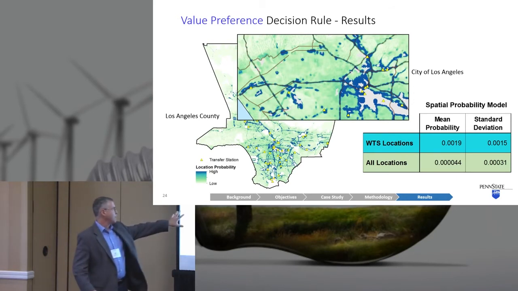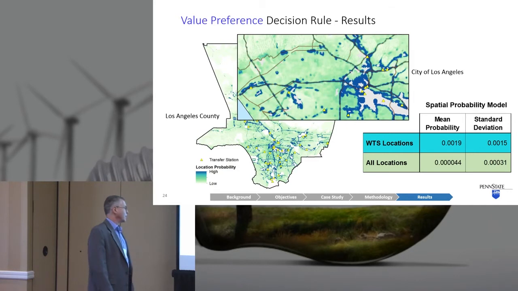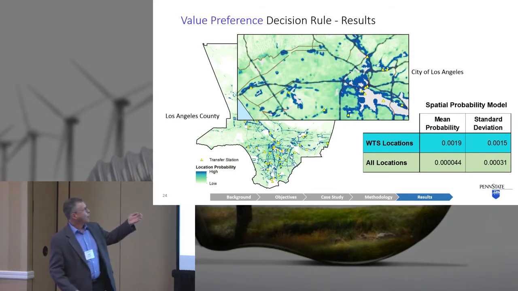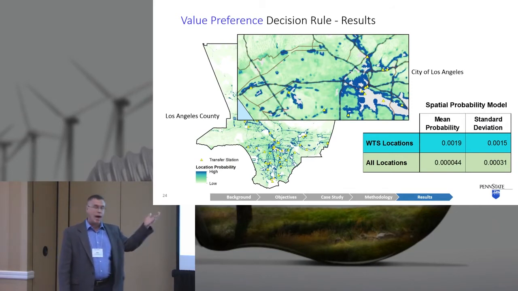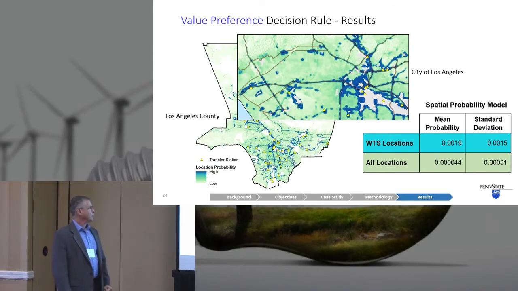This is LA County in the background, and I've zoomed in on the city of Los Angeles so you can see some of the resolution. The darker blue areas correspond to the high probabilities in the model. They correspond very well with actually the waste transfer station sites shown with the yellow triangles there.